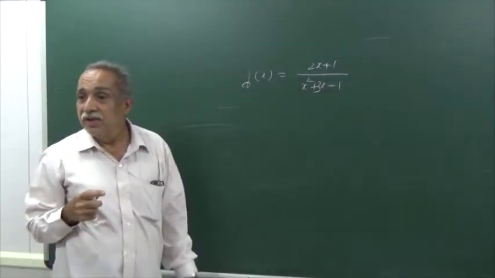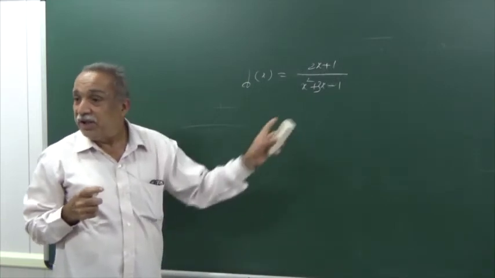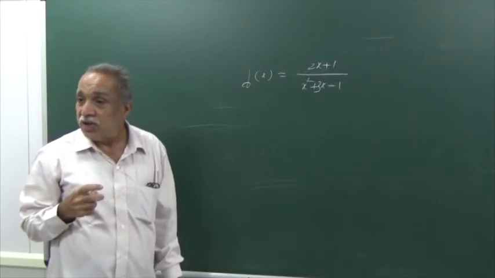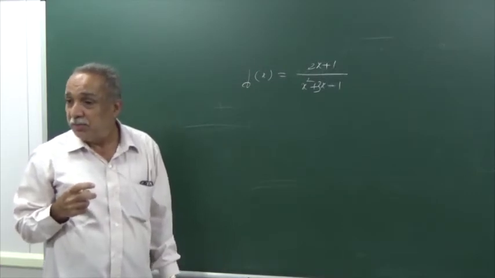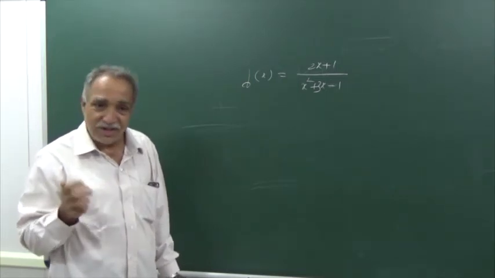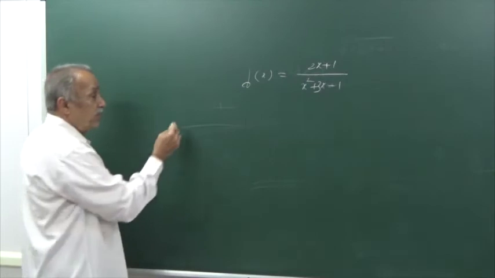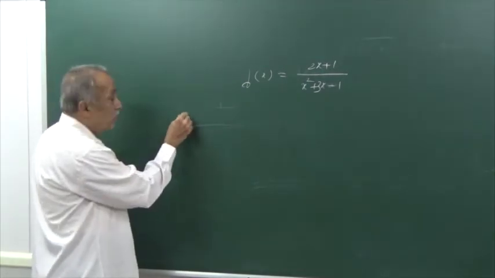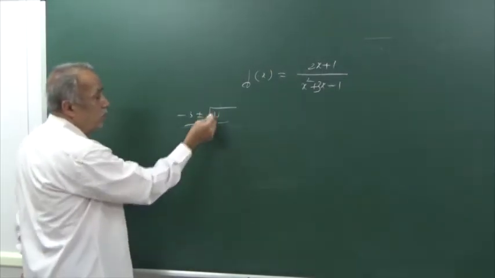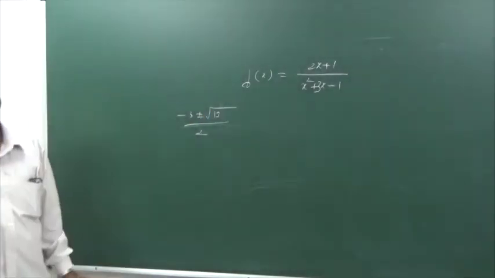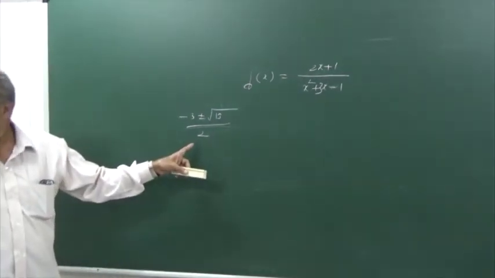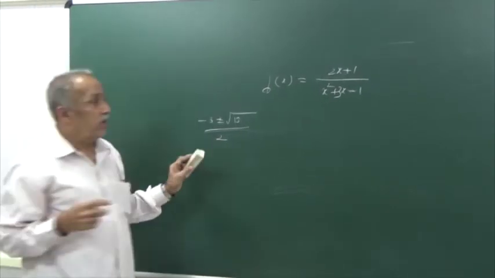What about this? Will the denominator vanish at any point? Yes. There exist points where the denominator vanishes because the discriminant is positive now also. The points where the denominator vanishes will be minus 3 plus or minus root. Okay. Again, the domain will be the set of all real numbers with these two particular points removed. Okay.